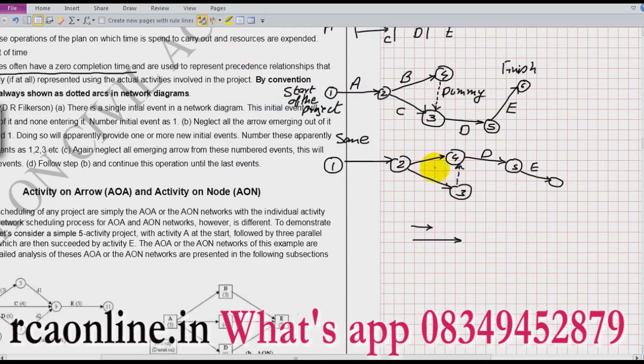Is it okay? So this is the first way of preparing the network. This method is known as AOA. What it means? It means activity on arrow. Okay, all the activities are on the arrows. Okay, and these are the nodes which are events. So I have node 1, node 2, node 3, node 4, 5 and 6. Is it okay? Clear? So this is the way I can draw activity on arrow.